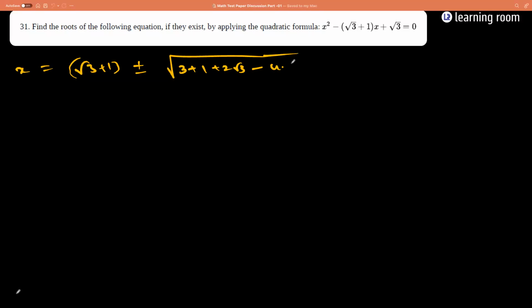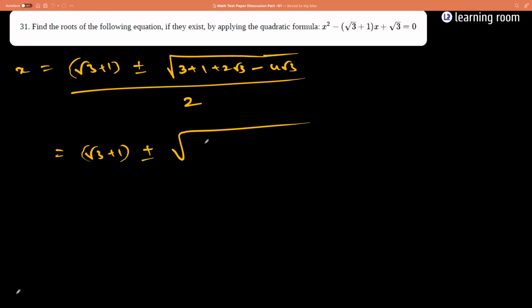Yes. So 31st problem. Find the roots of the equation if they exist by applying the quadratic formula. So x is equal to minus b. So what is minus b? Root 3 plus 1 plus or minus root of b square. So root 3 plus 1 the whole square is 3 plus 1 plus 2 root 3 minus 4ac, that is 4 root 3, the whole divided by 2. So root 3 plus 1 plus or minus root of, how much will you get?